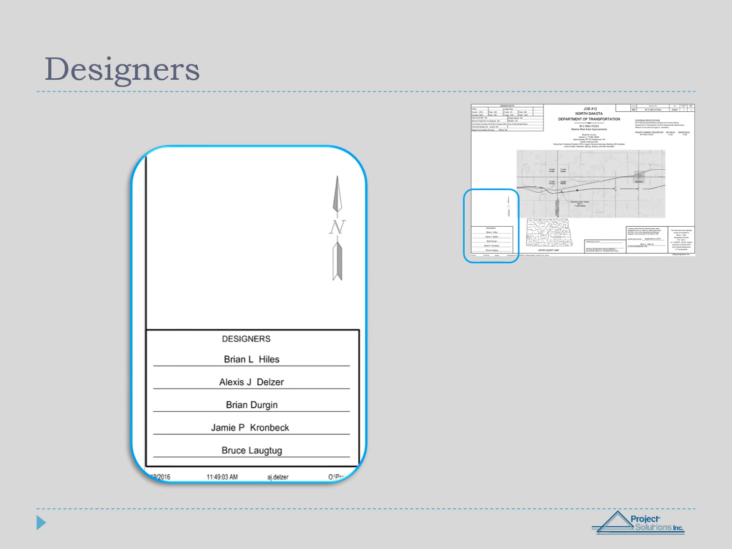While the right-hand side of the cover sheet shows you the engineer involved, the left-hand side shows you the designers involved. Notice that directly above the designers is a compass indicating the direction north, which will reference the upcoming maps.